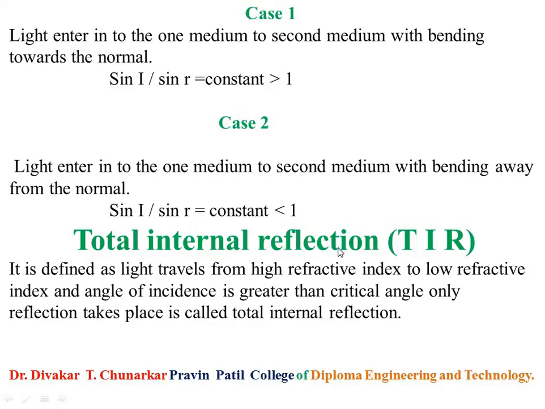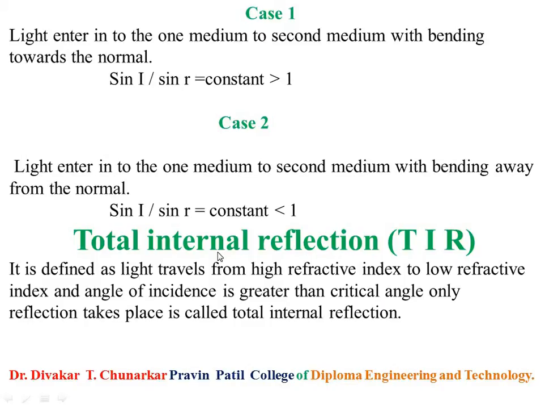Then total internal reflection, denoted by TIR. Total internal reflection is defined as: light travels from a high refractive index to a low refractive index, and the angle of incidence is greater than the critical angle. When the angle of incidence is greater than the critical angle, only reflection takes place. It's called total internal reflection.